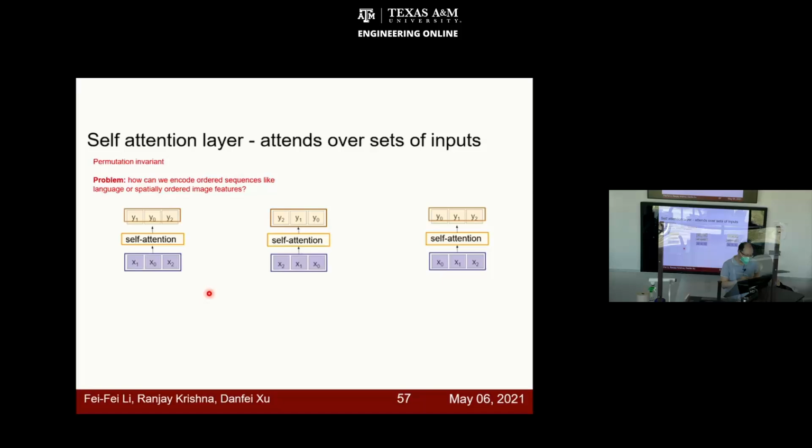So we said that our attention mechanism in general, and in this case self-attention, is actually permutation invariant. In other words, if you change the order, the output would also just change the order, right? Using the self-attention, right? So in other words, there's no order information really considered, right? So one question is, if you want to attend over sets of inputs and encode ordered sequences like the language, how do we do that?